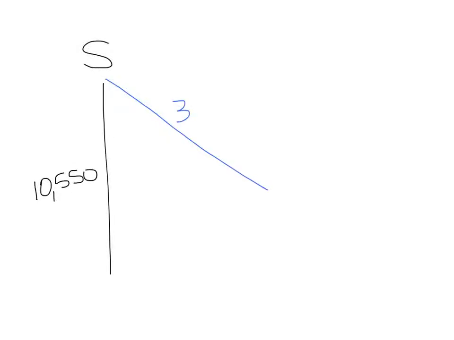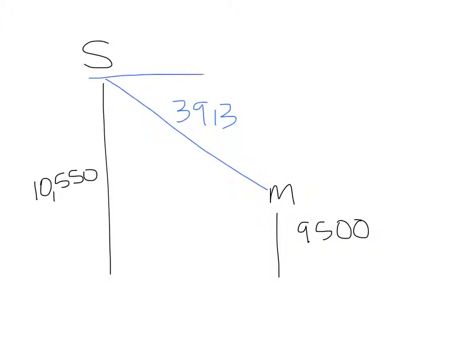Now, second part of the problem says that St. Sophia is up here, and it is 10,550 feet in the air. And then I ride down the free gondola ride, 3,913 feet, to Mountain Village, which has an elevation of 9,500 feet. And I want to know the angle of depression from St. Sophia, there's the horizontal, down to Mountain Village. So here's theta.